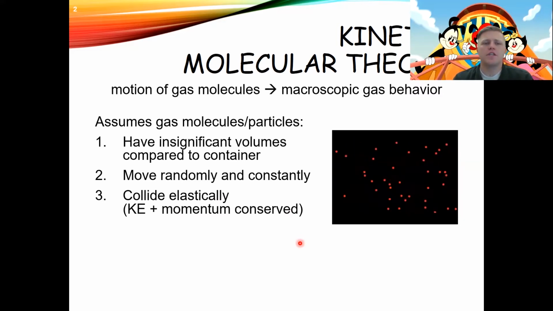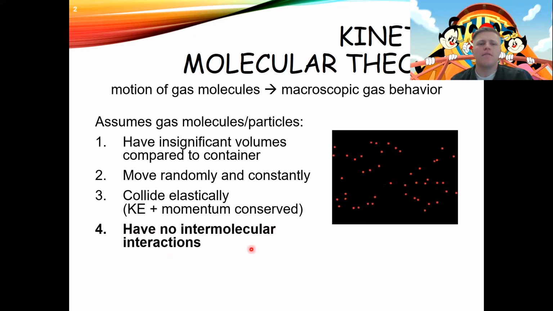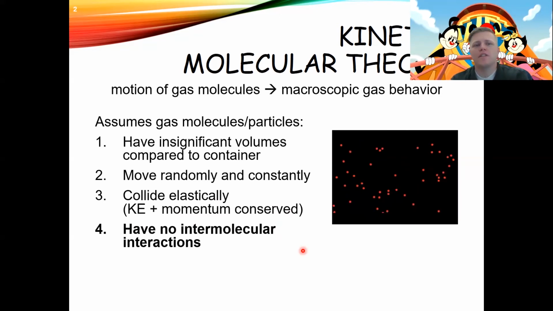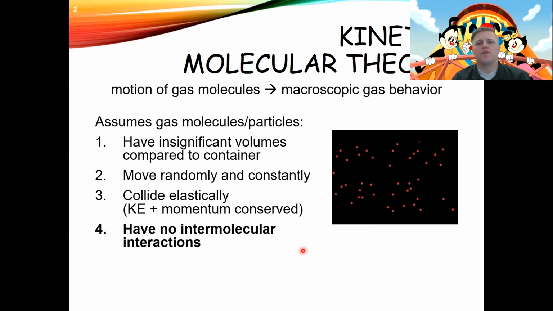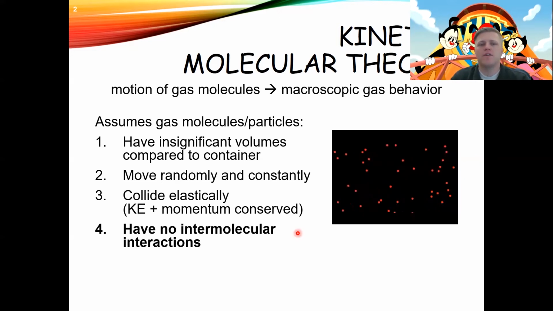The fourth assumption is not very good. It's actually very bad, but we're still going to use it for this theory. The fourth assumption is that the molecules have no intermolecular interactions. Whereas we know already that molecules can be polar, and 2 polar molecules can see each other. One of them is going to have a partial positive end that's going to see the partial negative end on the other, and vice versa. So if these have charges on them at all, even if it's a partial charge, they're going to be attracted to each other, even through space.